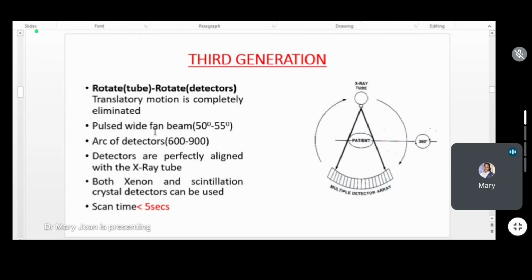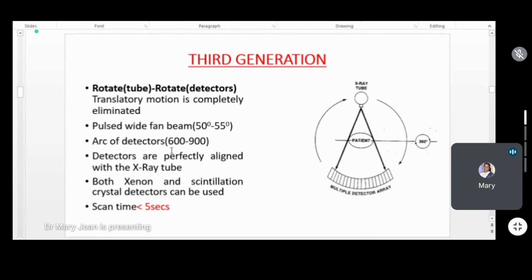And coming to the third generation, here we have rotate-rotate, and the tube as well as the detectors rotate. Translatory motion is completely eliminated. A pulsed wide fan beam of 50 to 55 degree. There we have seen it was varying up to 10 degrees only. So we have a very wide fan beam which has the capacity to cover the patient body.